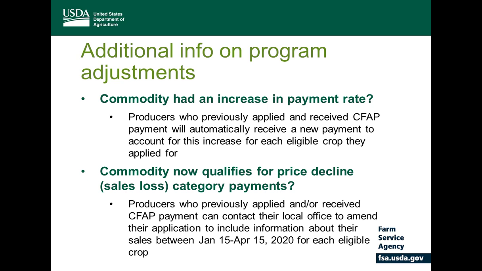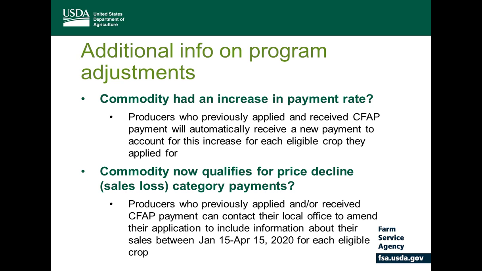And so on those rate adjustments, if you apply for any of these commodities that had a rate increase, the producer will automatically receive the payment for those commodities that the rate increased and they had already applied for that commodity.